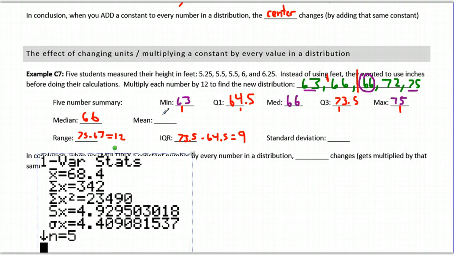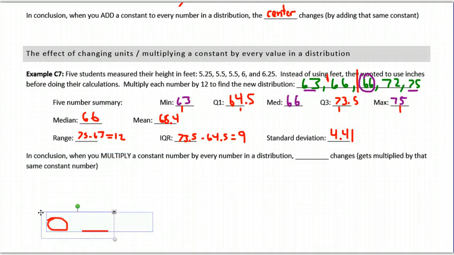So our mean is 68.4. Our standard deviation, sigma x, is 4.41. It looks like if we round it off, 4.41. So I can get rid of that now.